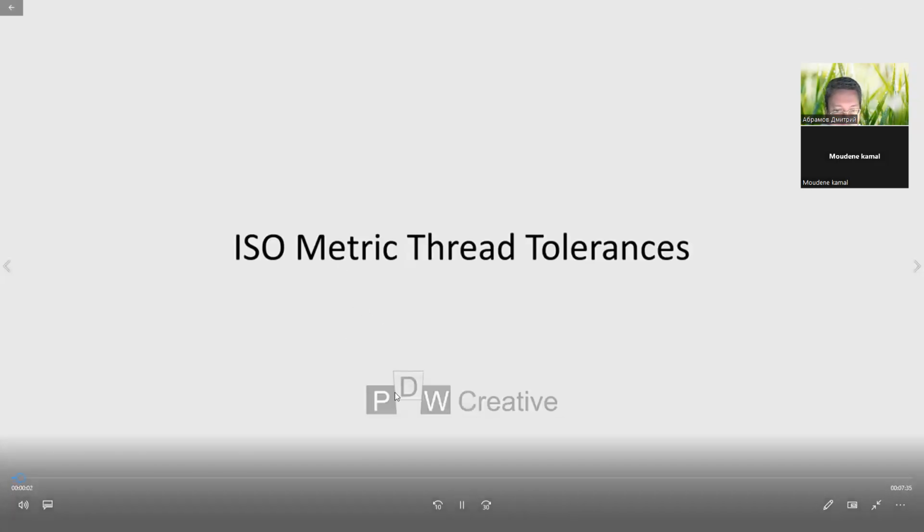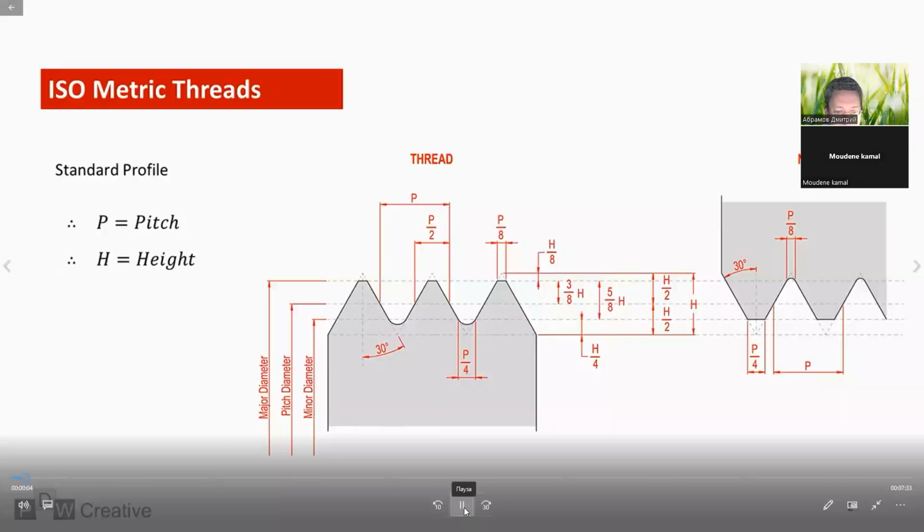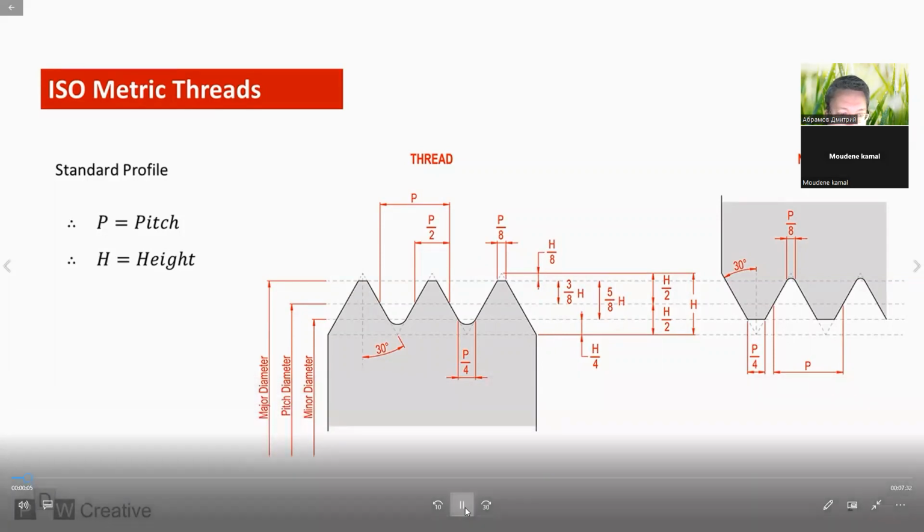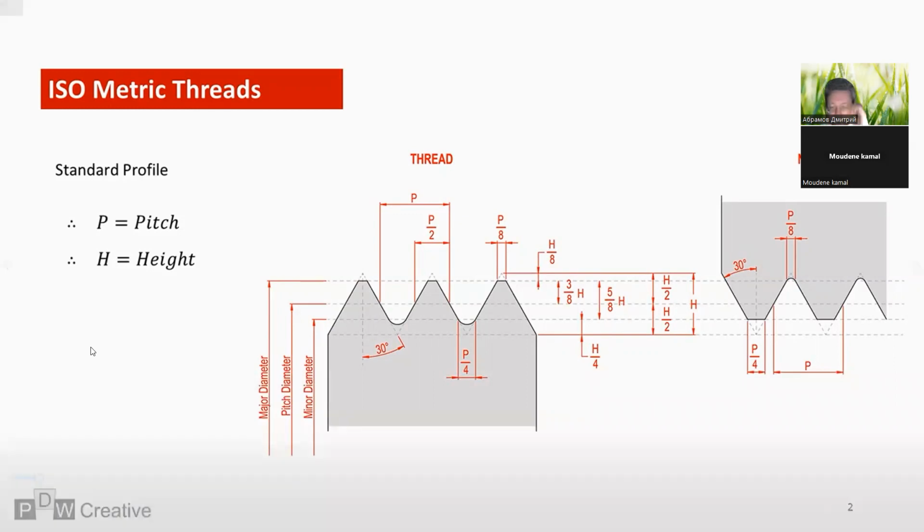The basic ISO metric thread profile is calculated based on the pitch, from its previous figure, and now about tolerance fields of metric threads. P, height H, major, minor, and pitch diameters. But this profile is subject to tolerance like any manufactured item, and this video focuses on explaining how this works.